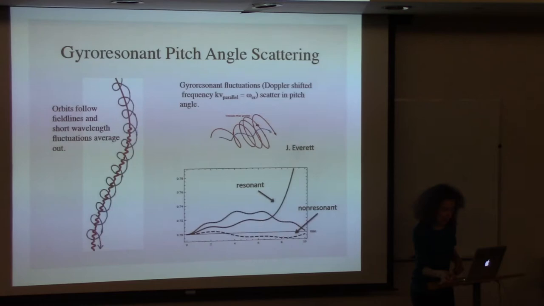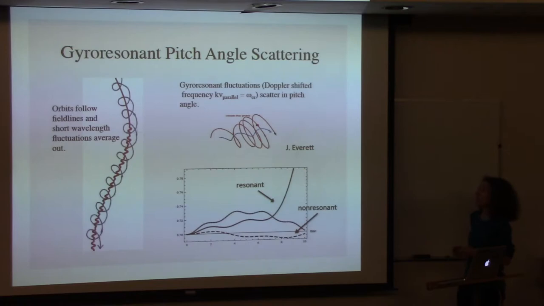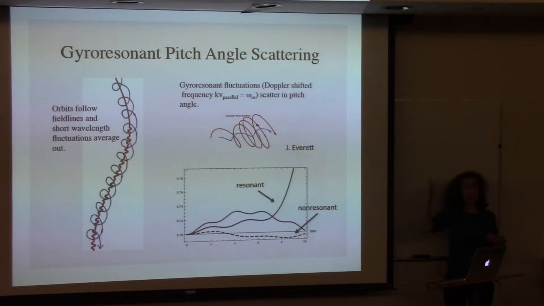So let me say a little bit about gyro resonant pitch angle scattering, because this turns out to be extremely important. So here's a magnetic field line in red that has large scale curvature and some very small scale structure. And the black helix represents the orbit of the particle. So it's a lot like riding your bike over hilly terrain with washboard. Okay? So you follow the curve of the road, and the small washboard corrugations kind of hurt your hand, but you stay on the bike.